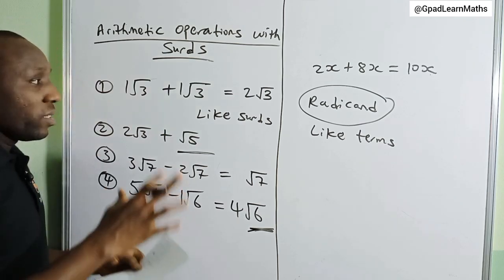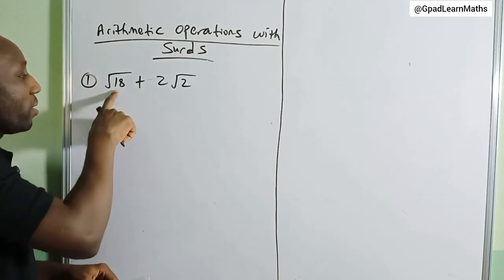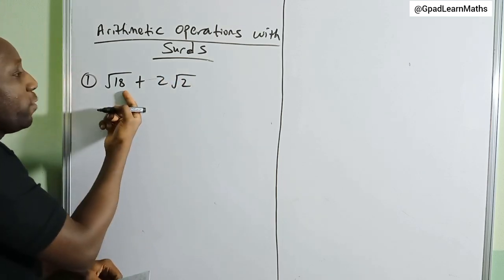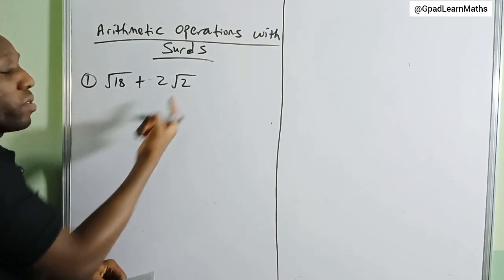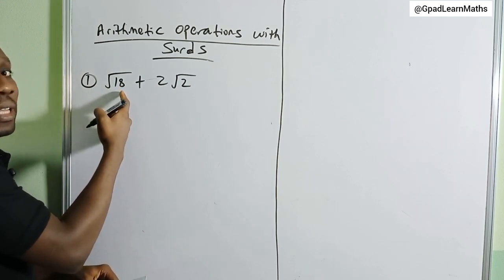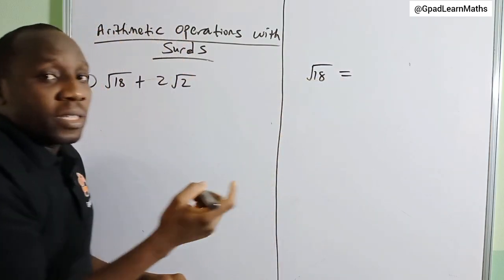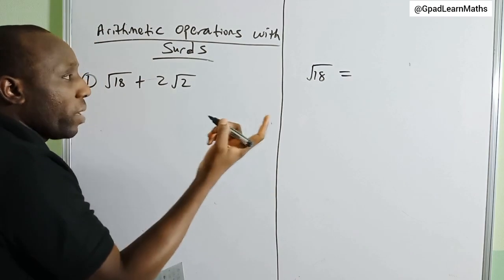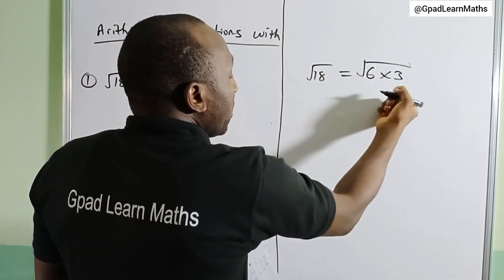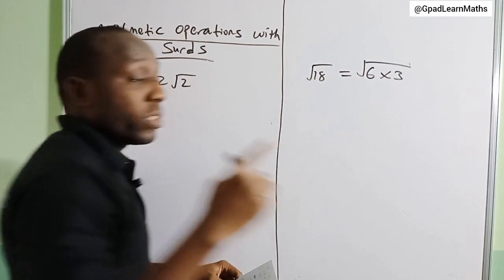Now, we are going to be looking at some real examples under this topic. So look at this one, root 18 plus 2 surd 2. If you check, they don't have the same number under the square root sign, but we can break this root 18 down. The way you break it down is that you look for two numbers. Now, don't use 6 times 3. 6 times 3 will give you 18, but 6 is not a perfect square. 3 is also not a perfect square.